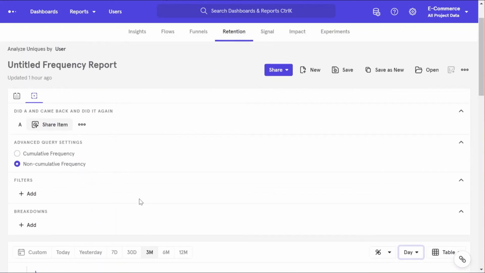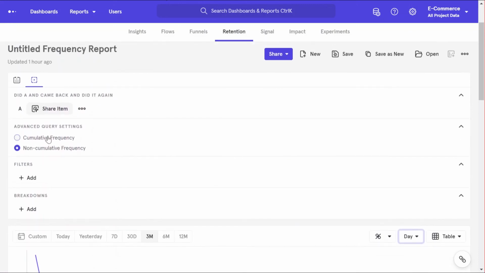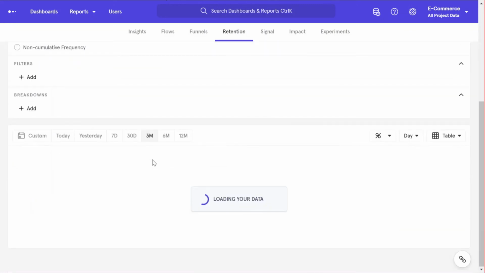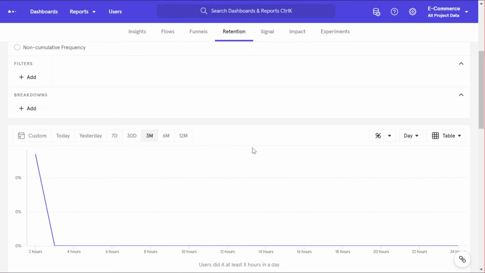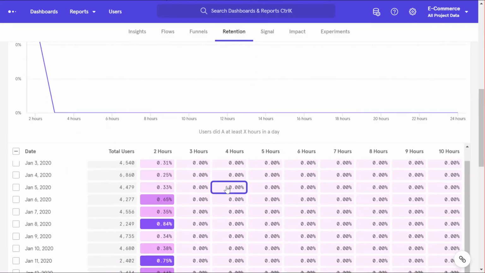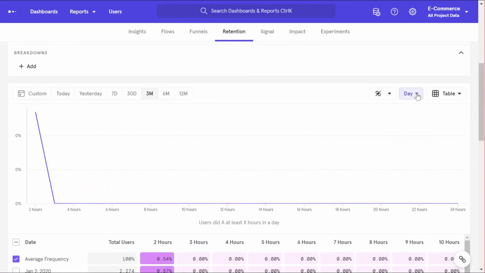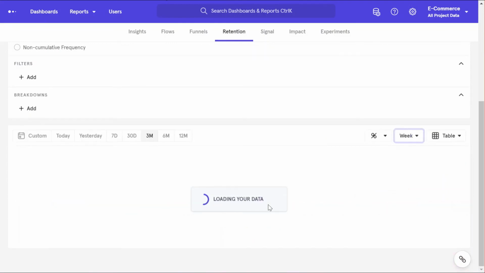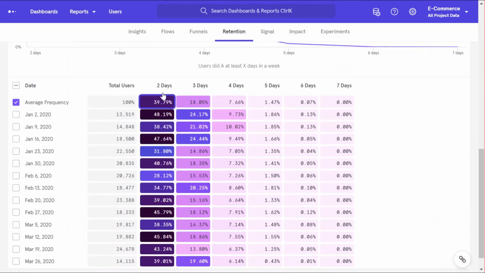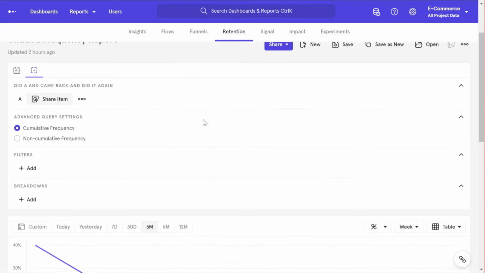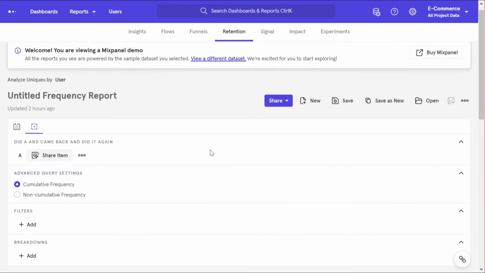Cumulative and non-cumulative again works in a similar way as in the previous report. If instead of non-cumulative I had selected cumulative, then this number becomes that much or more. I'll shift to week and day for it to make any sense in this case, right? So now it is not saying that so many people came back and did this event exactly 2 days in the week. It says 2 days or more. So it can be 2 days, 3 days, 4 days, 7 days, and so on. Once again, depending on what is more important, you can choose cumulative or non-cumulative frequency here.